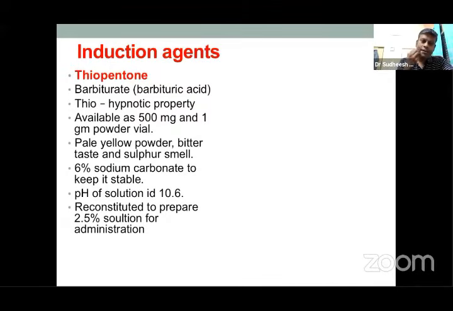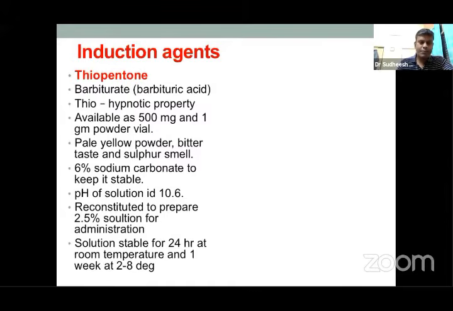Thrombophlebitis, or if you use less than 2.5%, it can result in hemolysis. And the solution when prepared is stable for 24 hours at room temperature, and if it is refrigerated, it can be kept for 1 week.